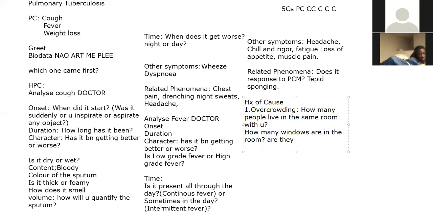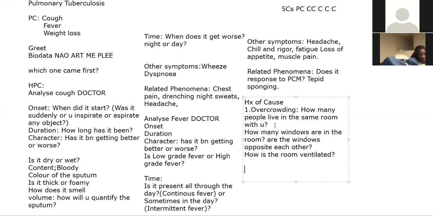If there are two, are the windows opposite each other? You want to know, are they opposite? Are they adjacent to each other? You know, for cross ventilation. You want to be sure. You want to ask, how is the room ventilated? Apart from the window, how is the room ventilated? That's enough. You are done with overcrowding as a major cause of TB in Nigeria. This is the number one leading cause.